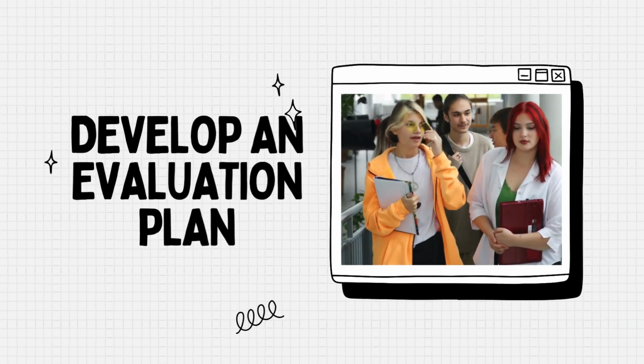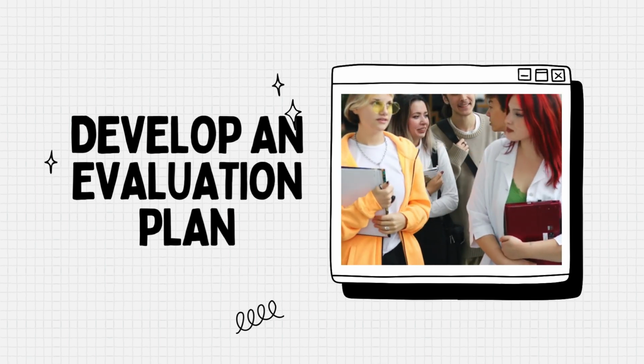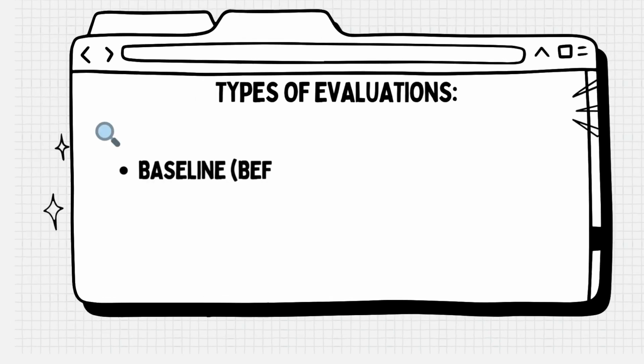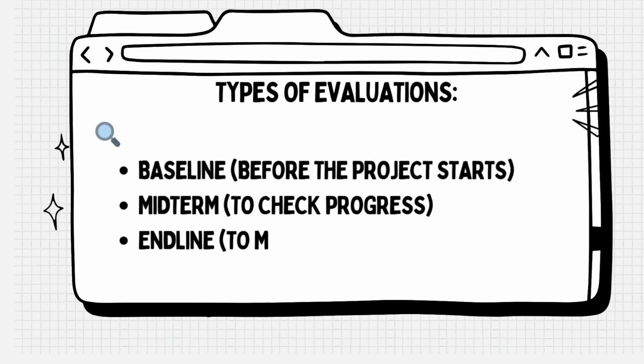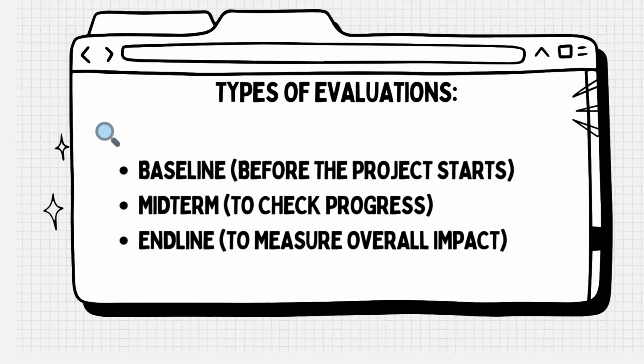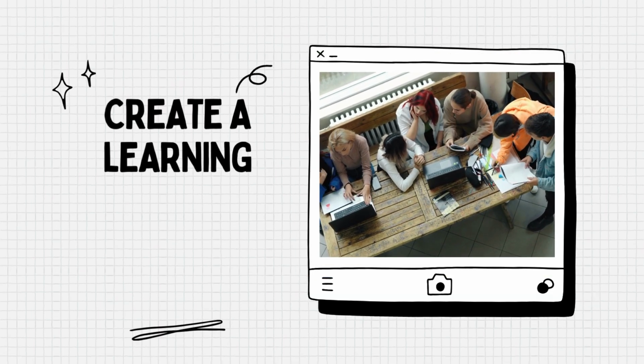Evaluations are essential for understanding what's working and identifying areas for improvement. A well-structured evaluation plan should include different types of evaluations, such as baseline, conducted before the project starts to set benchmarks; midterm, which assesses progress and informs necessary adjustments; and endline, which measures overall impact and lessons learned. Decide whether you need an internal evaluation done by your team or an external evaluation done by an independent expert for unbiased results.